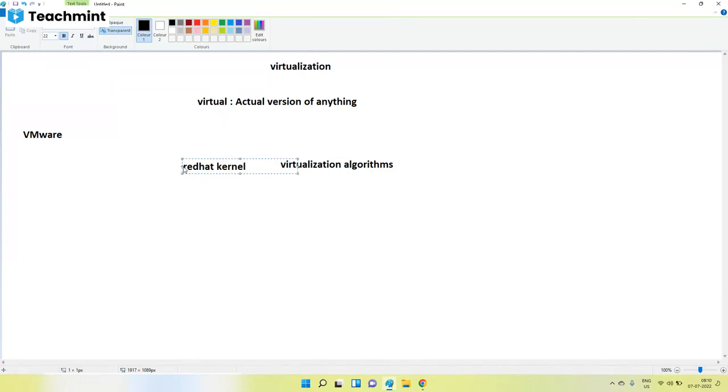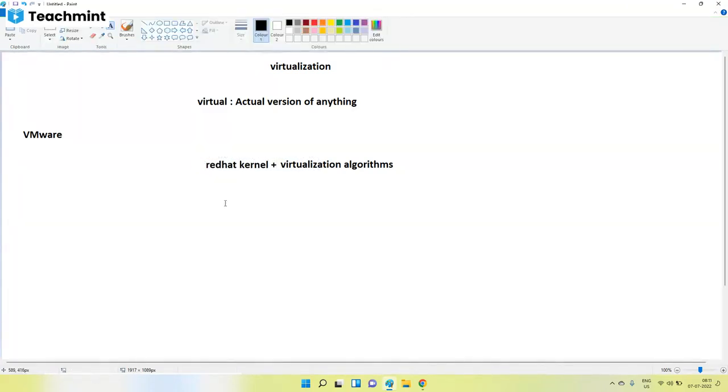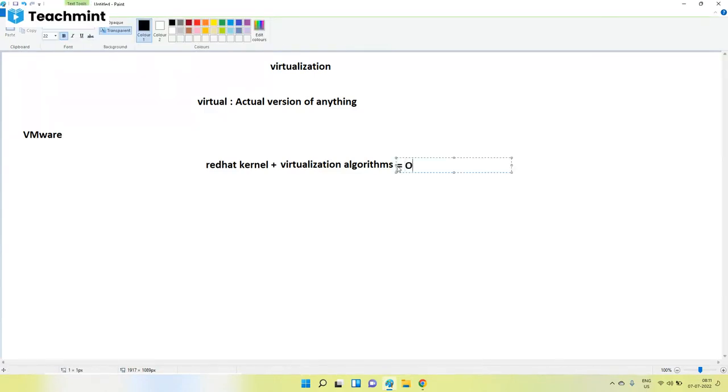Red Hat kernel. So from the Red Hat company, that means it was from a Linux background. That means our technology was born from the Linux background, but our management is GUI. You don't need to worry about commands. So even though they just contacted Red Hat company and paid some money and copied their kernel, Red Hat kernel, and they already have some extra information, which is virtualization algorithms. Together, they made an operating system.